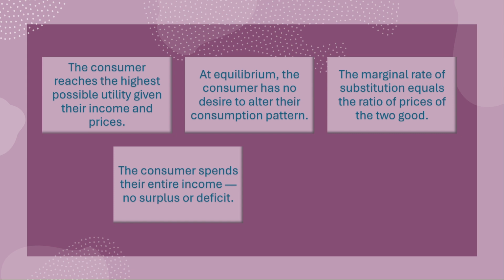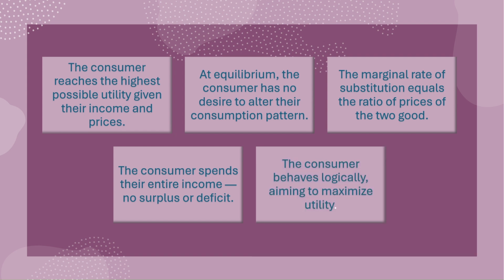At the equilibrium point, the consumer spends their entire income. At that point there is no surplus or no deficit. At the equilibrium point, the consumer behaves logically. They aim to maximize their utility. They tend to get higher and higher in utility as they try to move to a higher indifference curve.